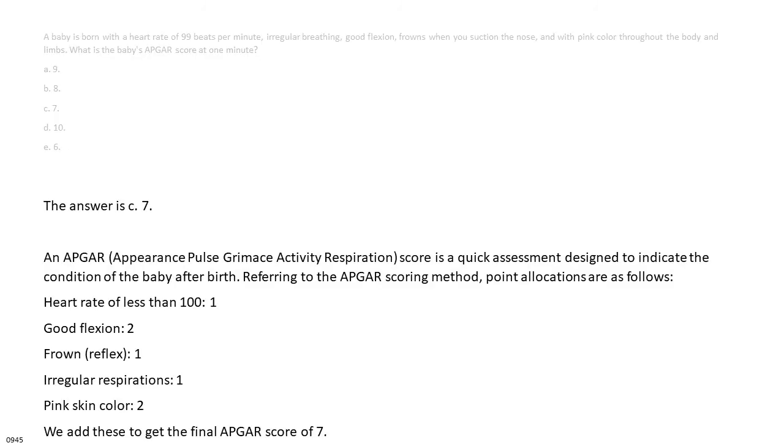The answer is C. 7. An APGAR, Appearance Pulse Grimace Activity Respiration, score is a quick assessment designed to indicate the condition of the baby after birth. Referring to the APGAR scoring method, point allocations are as follows. Heart rate of less than 100, 1. Good flexion, 2. Frown, reflex, 1. Irregular respirations, 1. Pink skin color, 2. We add these to get the final APGAR score of 7.